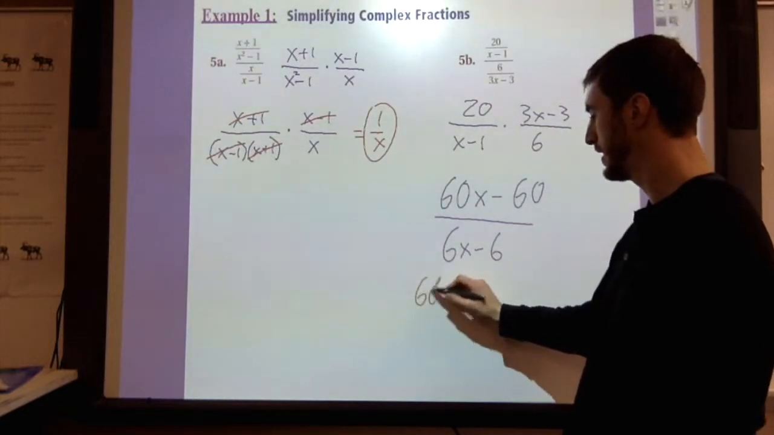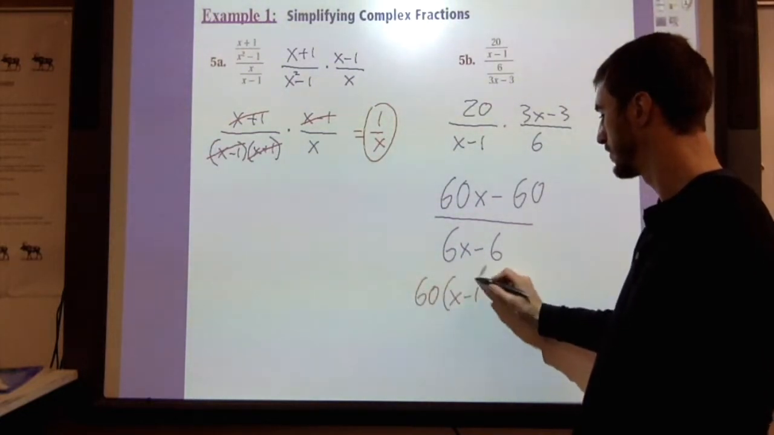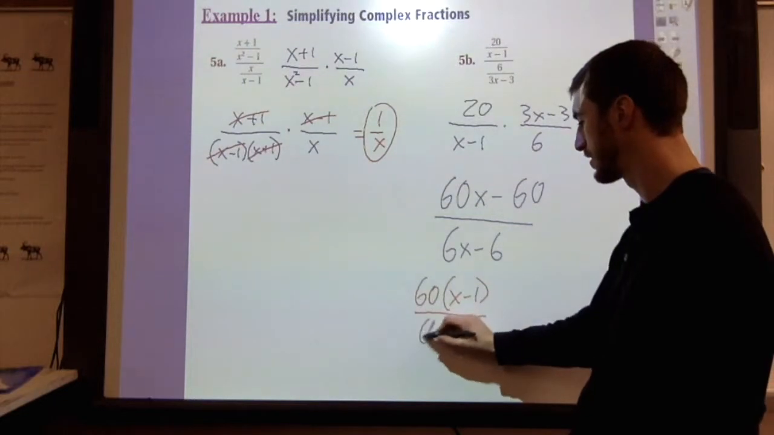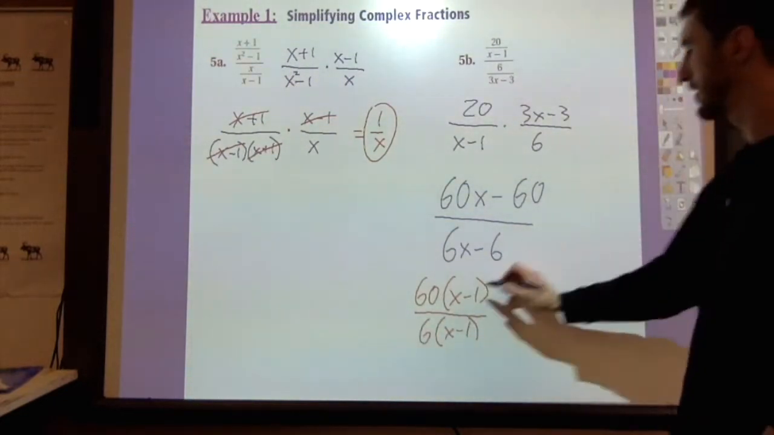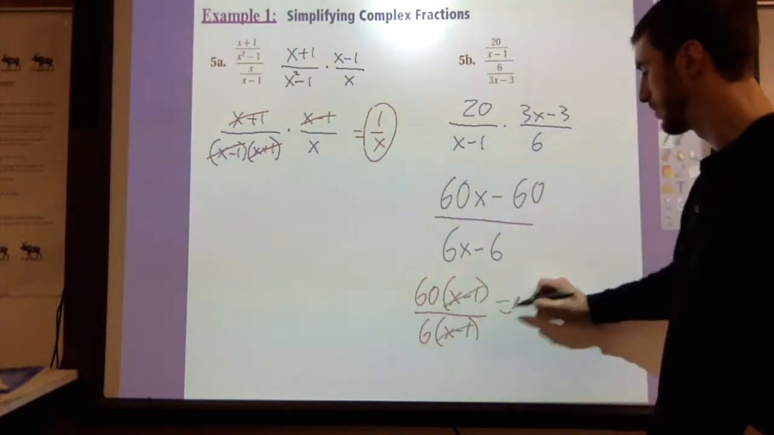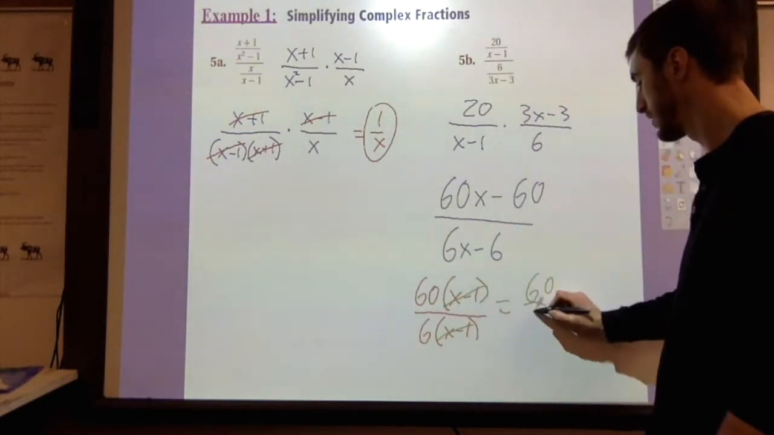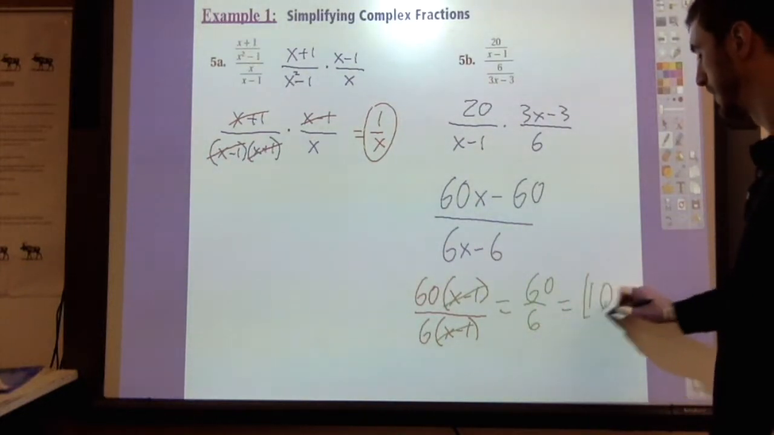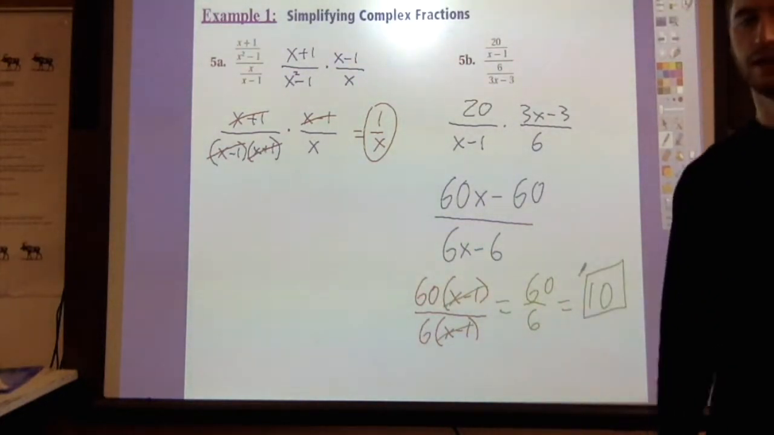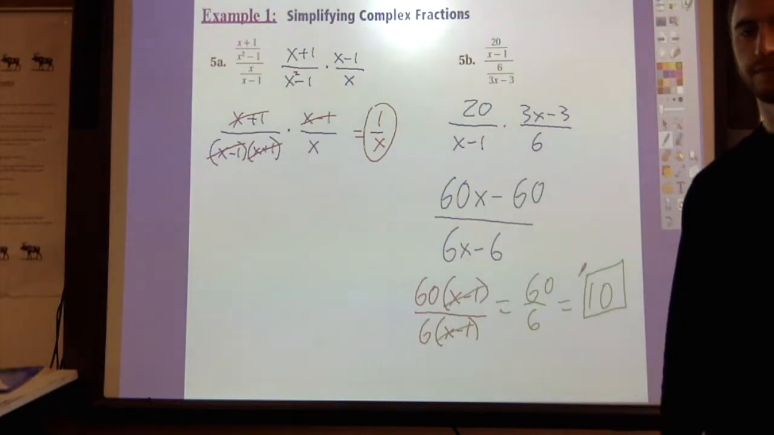We've got 60 times x minus 1 over 6 times x minus 1. These x minus 1s cancel out. We're left with 60 over 6. 60 divided by 6 is just 10. And that's your final answer for that one.